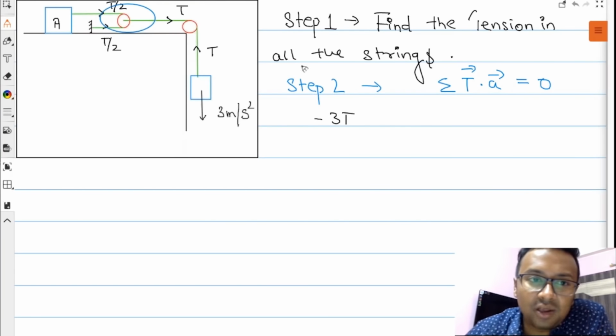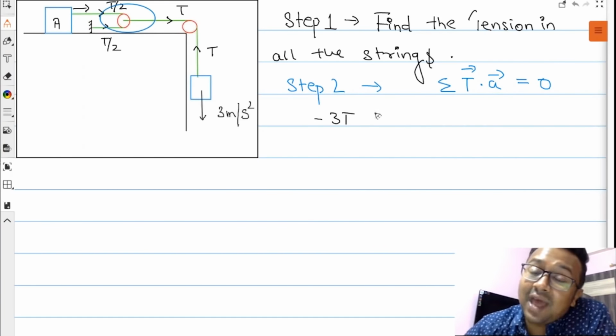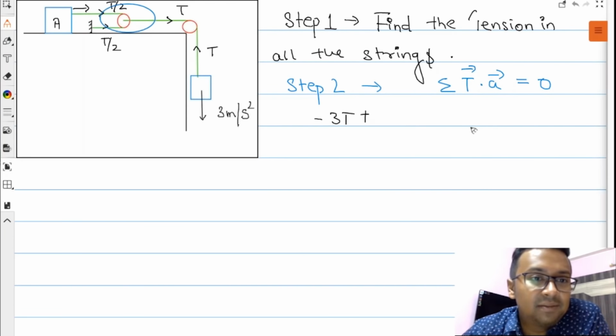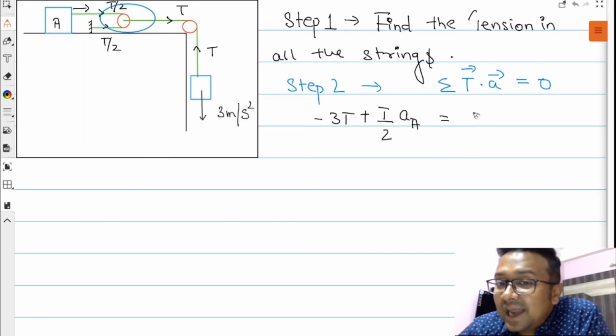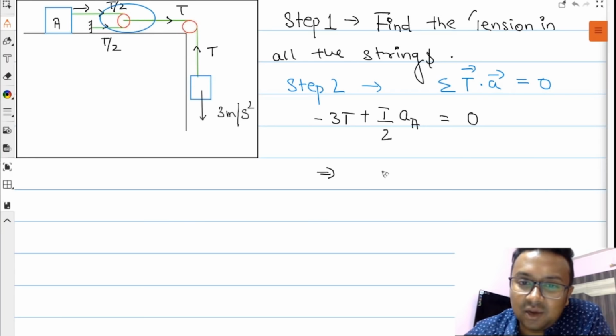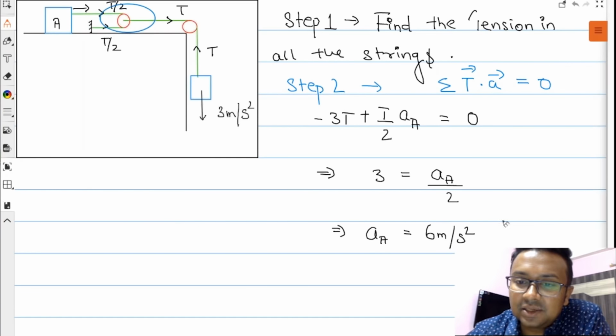And for this block, acceleration is going to be in this direction and tension is also in the same direction. So the angle between tension and acceleration is 0 degree. Cos of 0 degree is plus 1. So it becomes plus T by 2 into acceleration of block A. My dear students, all that is 0. Okay, then what do we see out here? 3 is equal to acceleration of A divided by 2, which implies the acceleration of A is equal to 6 meters per second square.